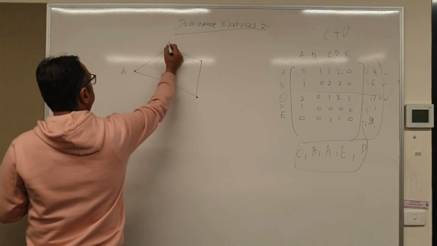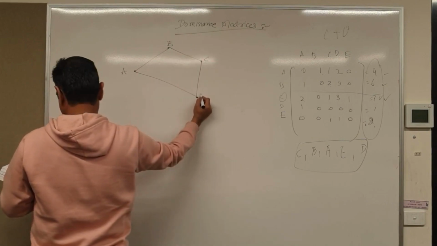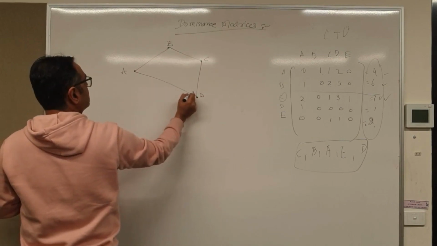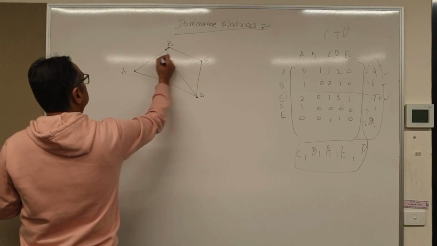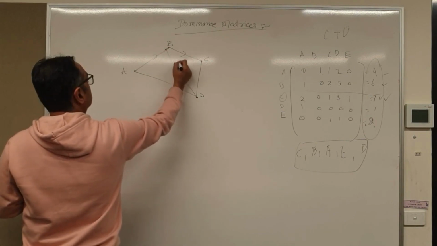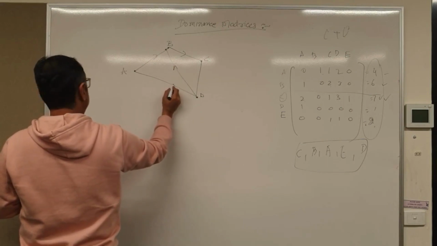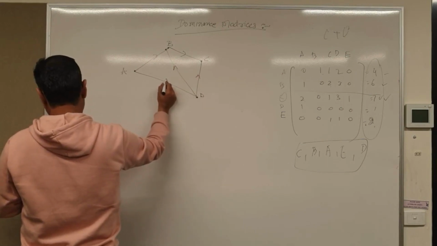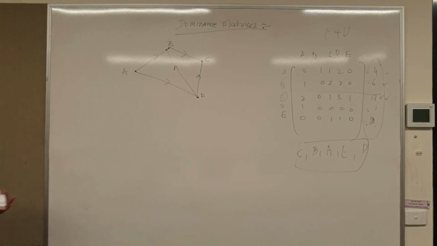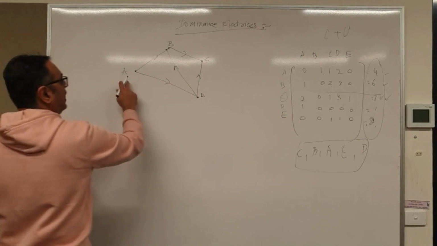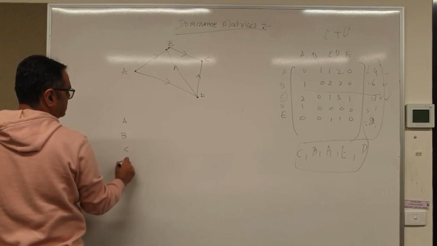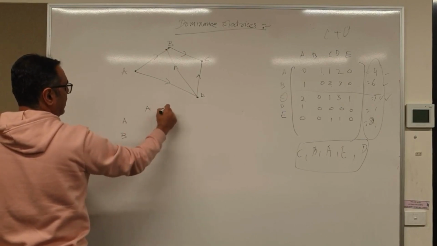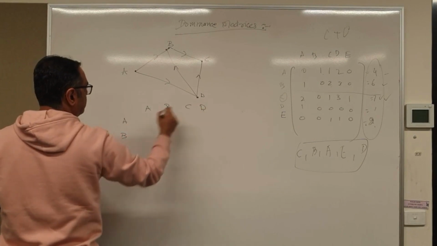A, B, C, D. Let's say one connection here, and this is how the arrows are flowing. Now, let's take an example here. A, B, C, D. So I say A, B, C, D. Another A, B, C, D.